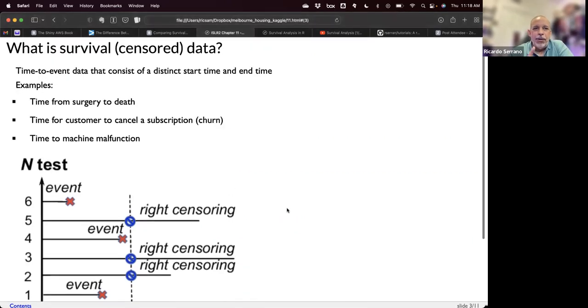Okay. So I already gave you some of the examples on survival, or time to event. Some of the examples are, for example, after a surgery of a person.